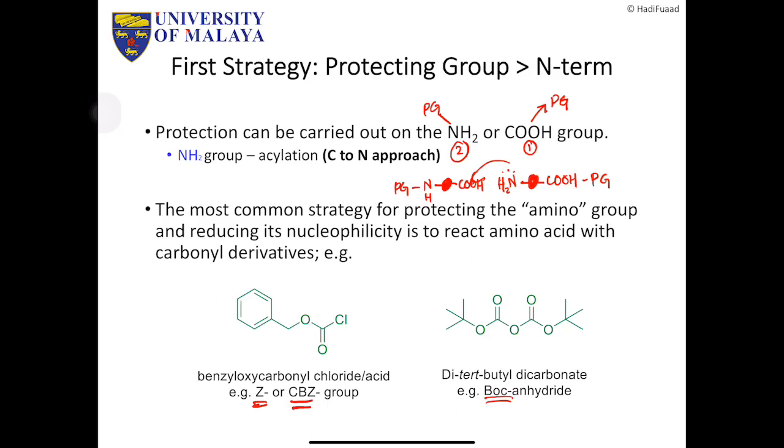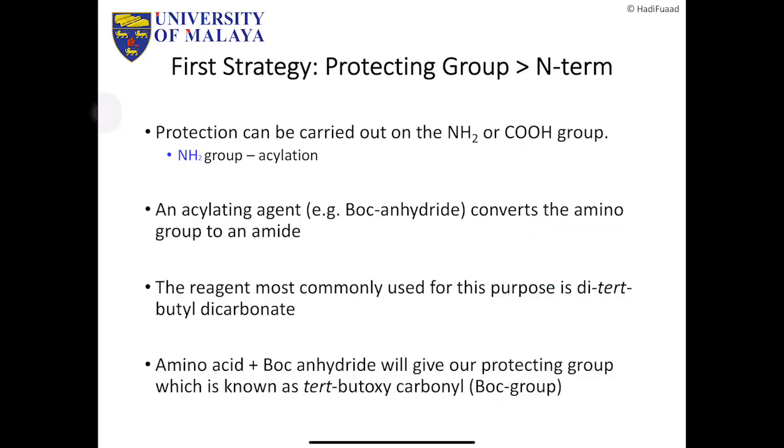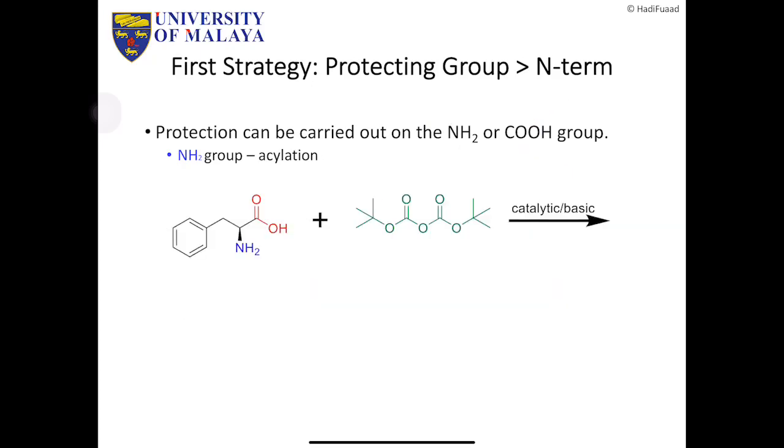On the other hand, you can also use Boc anhydride or butyl dicarbonate. So you can actually protect it, as you will see on the next slide, or probably the other slide.